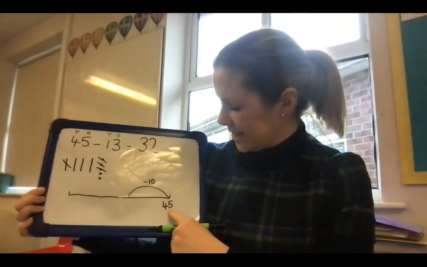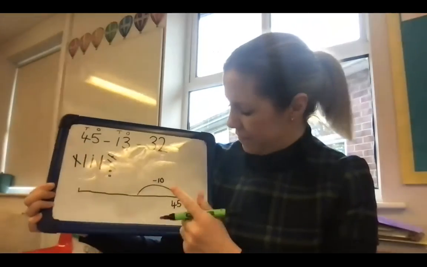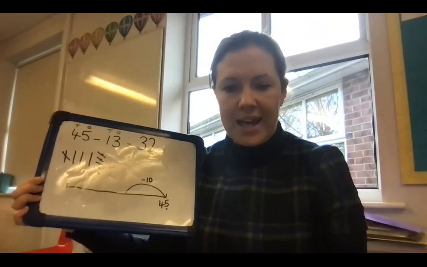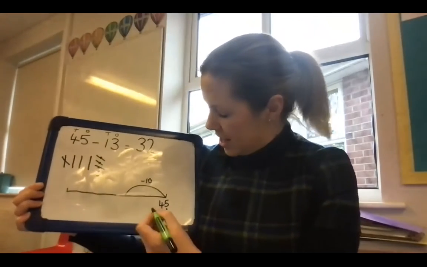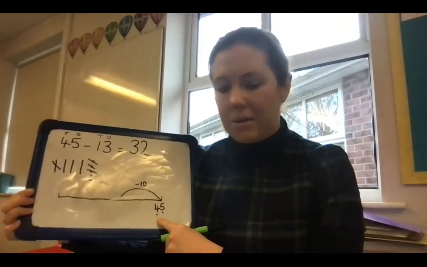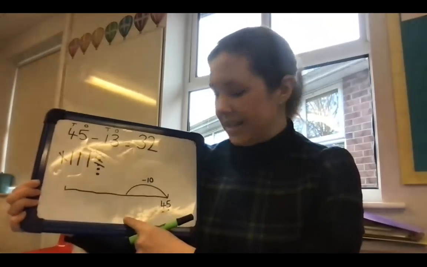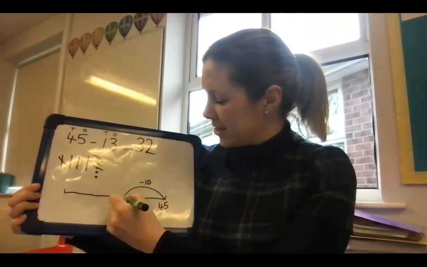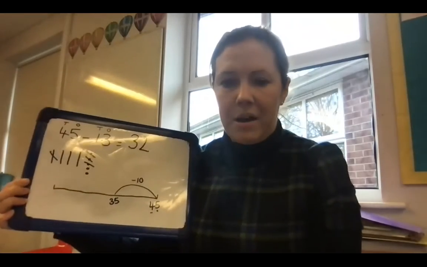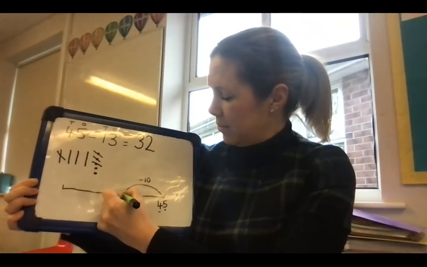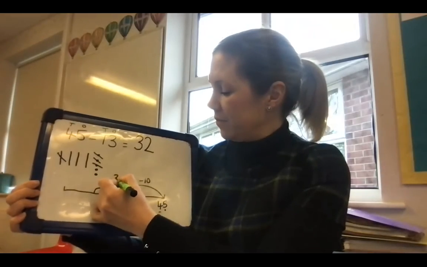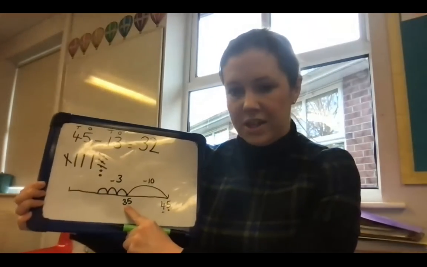Okay, now when I take 10 away from 45, my 5 is going to stay the same because I'm only taking away a 10. I'm not taking away the ones. So the 4 is going to change. So instead of 4 tens, I'm only going to have 3 tens. So 10 less than 45 is going to be 35. Then I've got to take away my 3 ones. So here we go. 1, 2, 3. Okay, so we've started our 35.